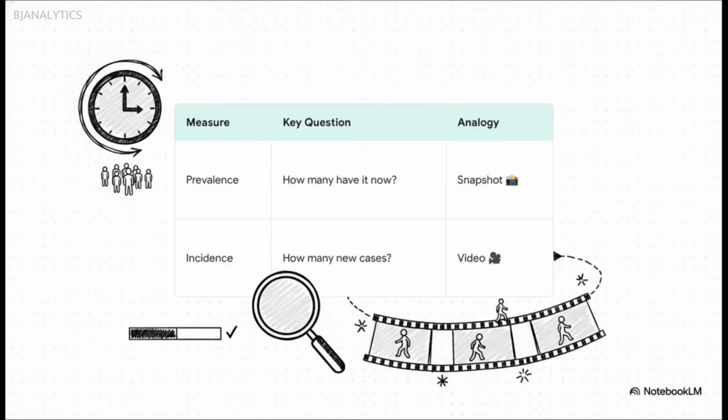This slide breaks down two of the most important ideas in this field, and the analogy is perfect. Think of prevalence as a snapshot in time. It answers the question, how many people in this town have the illness right now? Incidence, on the other hand, is like a video. It tracks the story over time and answers, what's the rate of new people getting sick? One's a photo, the other's a movie.